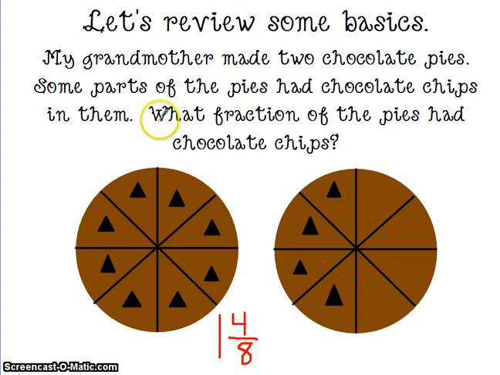So therefore, to answer this question, what fraction of the pies had chocolate chips, my answer would be 1 and 4/8. That's one whole pie and 4/8 of another one, which is also 1 and 1/2.